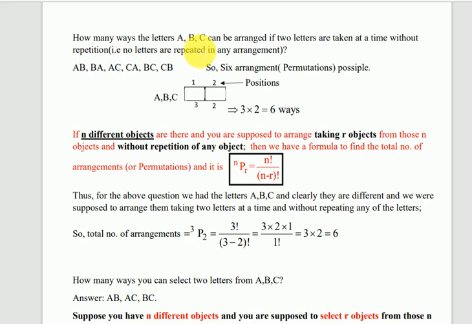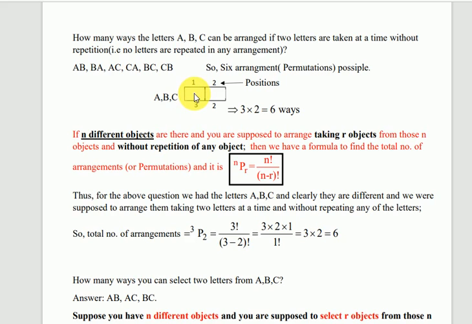Now you can try to figure it out in this manner also. Here we are taking two letters at a time, that means we'll have two positions, first position and the second position. Imagine that initially both the positions are empty, and you have got three letters with you. You start filling up from the first position onwards, then the second position, and so on.